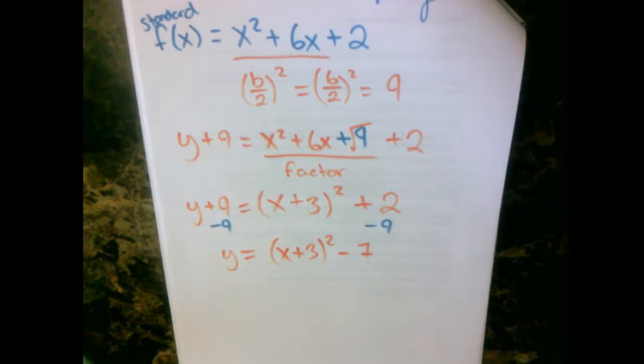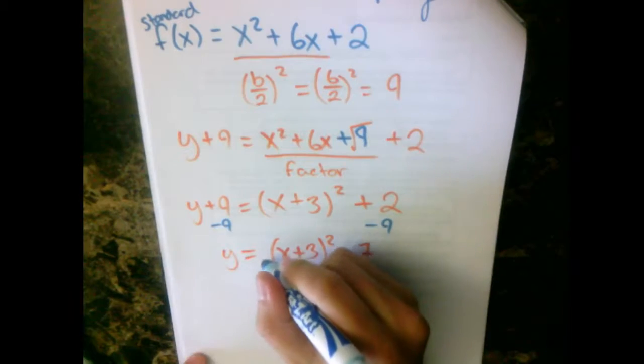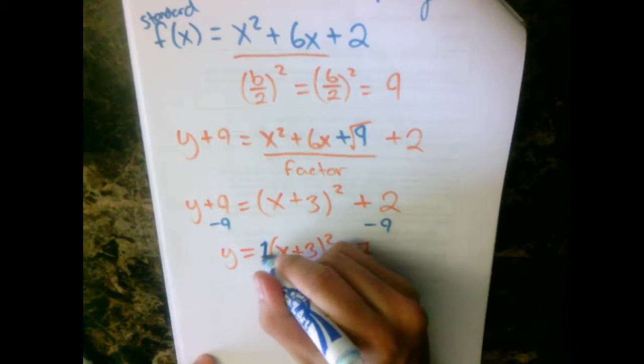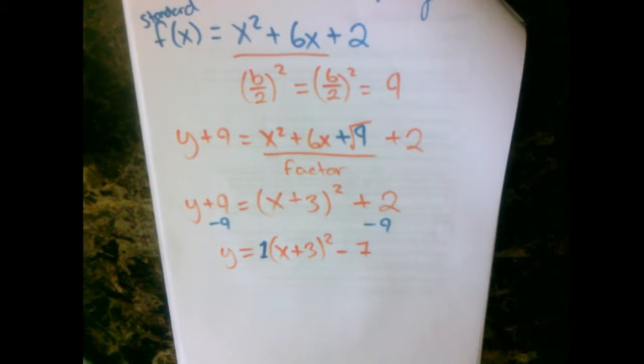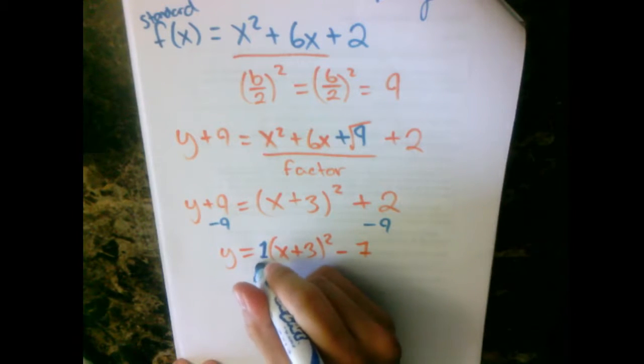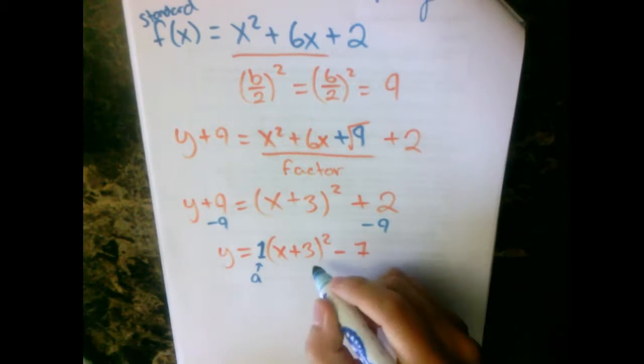Oh, let's go ahead and label some points, by the way. Your A is this 1. So there's like an invisible 1 here. Remember, in front of any variable, in front of any parentheses, you can multiply it by 1. So your A would be 1. Your H would be 3.